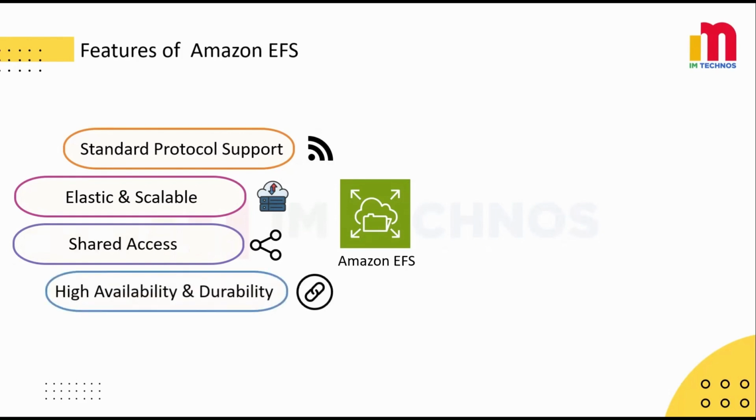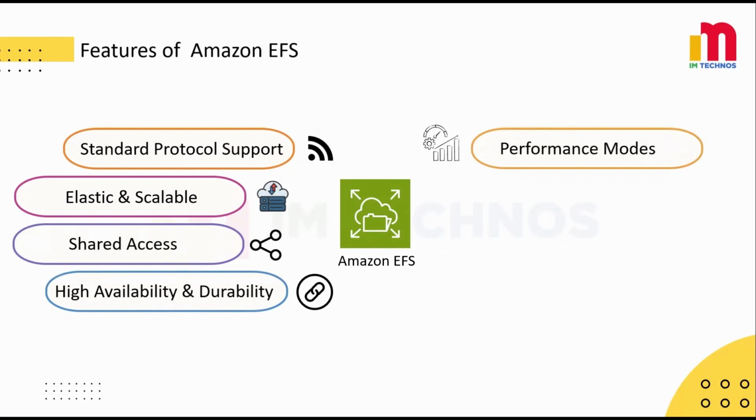Amazon EFS is designed to be highly available and durable. It stores your data redundantly, providing built-in resilience and minimizing the risk of data loss. You also get performance options to choose from, whether you need low latency with General Purpose mode or high throughput with Max I/O mode. EFS lets you tailor performance to your workloads.